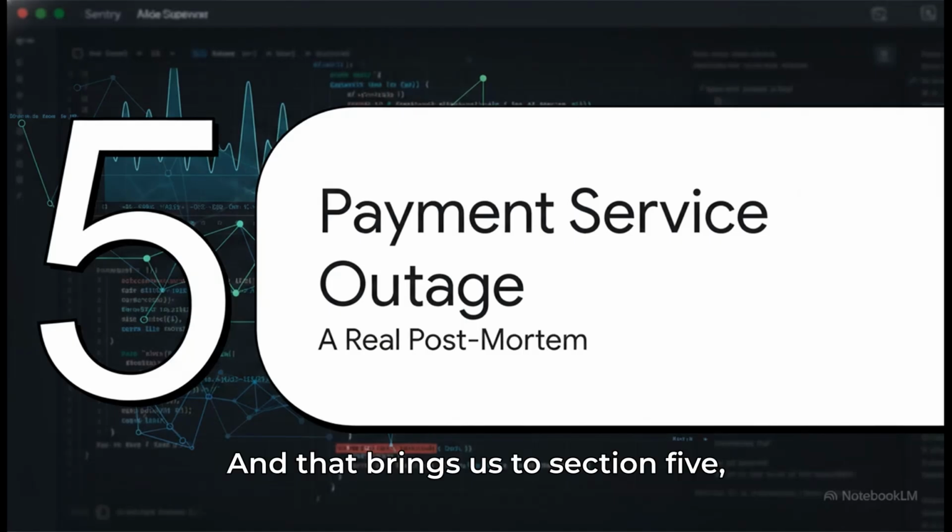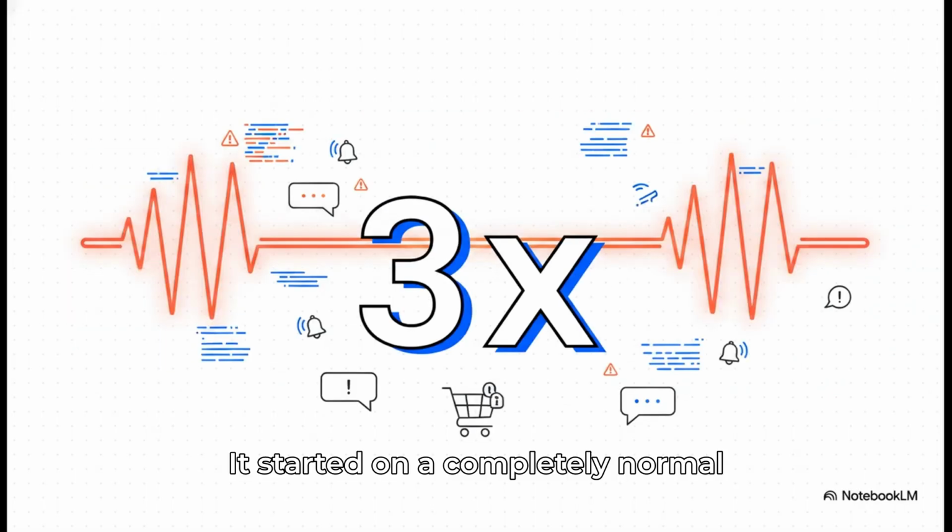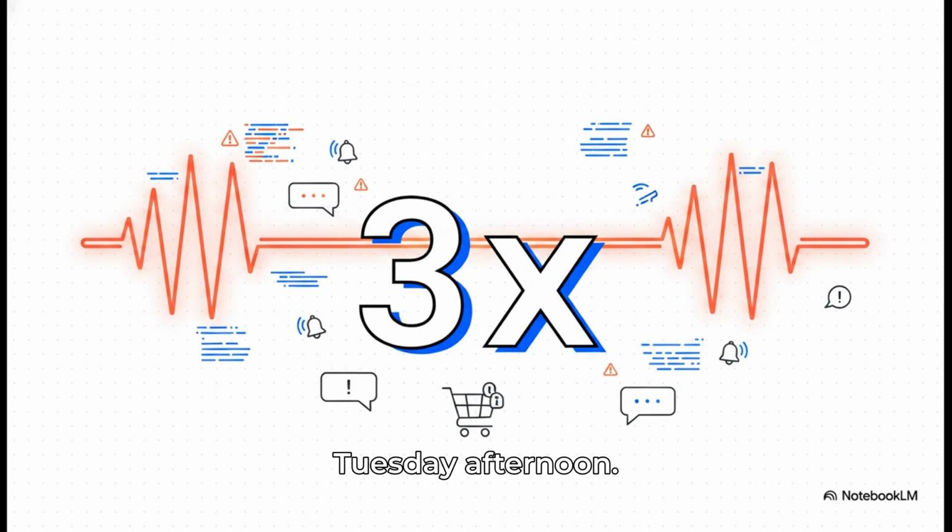And that brings us to Section 5, the payment service outage post-mortem. Let me set the scene for you. It started on a completely normal Tuesday afternoon. Right after a deployment, we saw a massive 3x spike in type errors. Alarms were going off everywhere, Slack was blowing up, and our checkout page was completely failing for a huge subset of users. It was full-on panic mode.